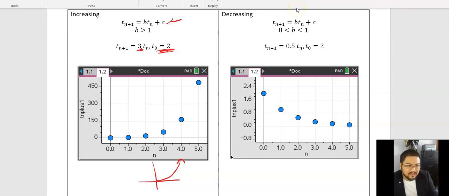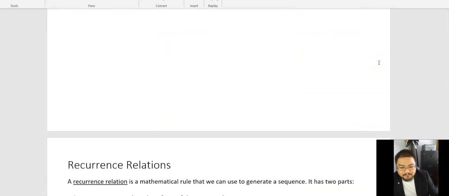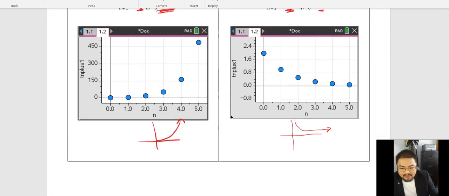If you have a value that's in between 0 and 1, so a decimal, and you start off with the number 2, this rapidly decreases or decays. It would have this particular shape, and that is geometric sequences. So we'll end it at that point, and we'll move on to recurrence relations for the next bit.